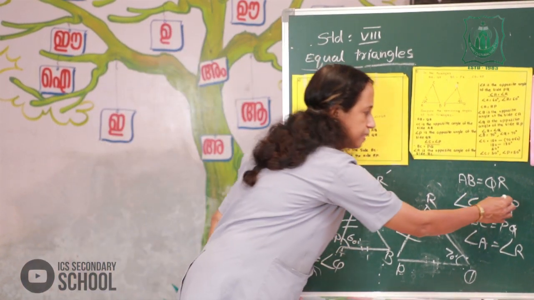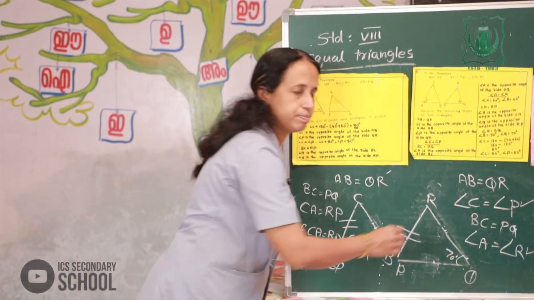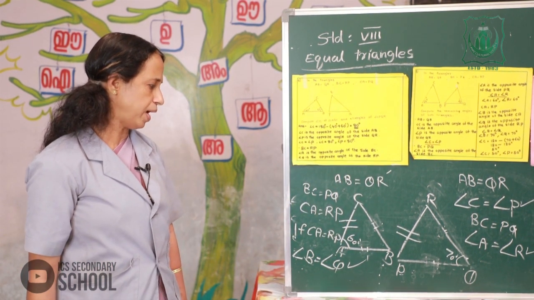First, angle C equal to angle P. Next, angle A equal to angle R. Next, angle B equal to angle Q.